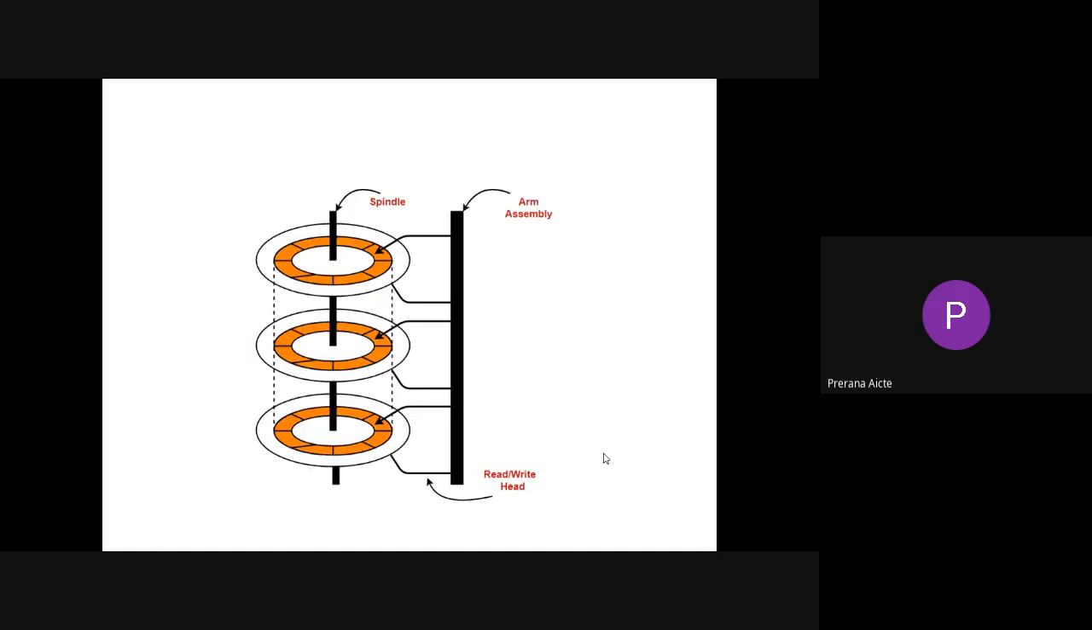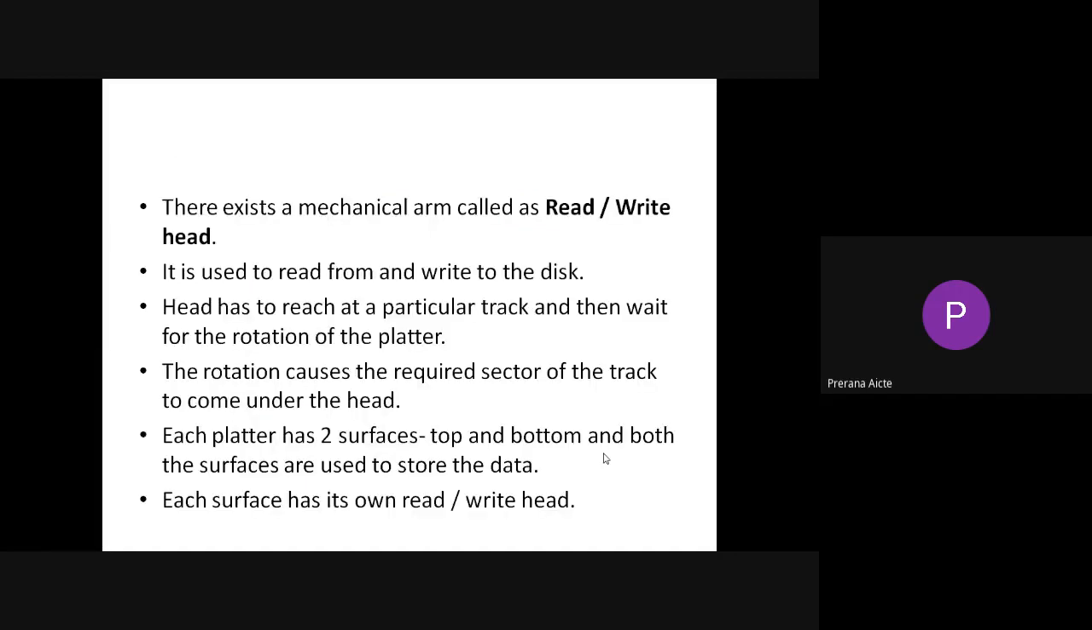There exists a spindle and an arm called the read-write head. It is used to read from and write to the disk. The read-write head has to reach a particular track, then wait for the rotation of the platter. The rotation causes the required sector of the track to come under the head. Each platter has two surfaces, top and bottom. Both surfaces are used to store the data. Each surface has its own read or write head.